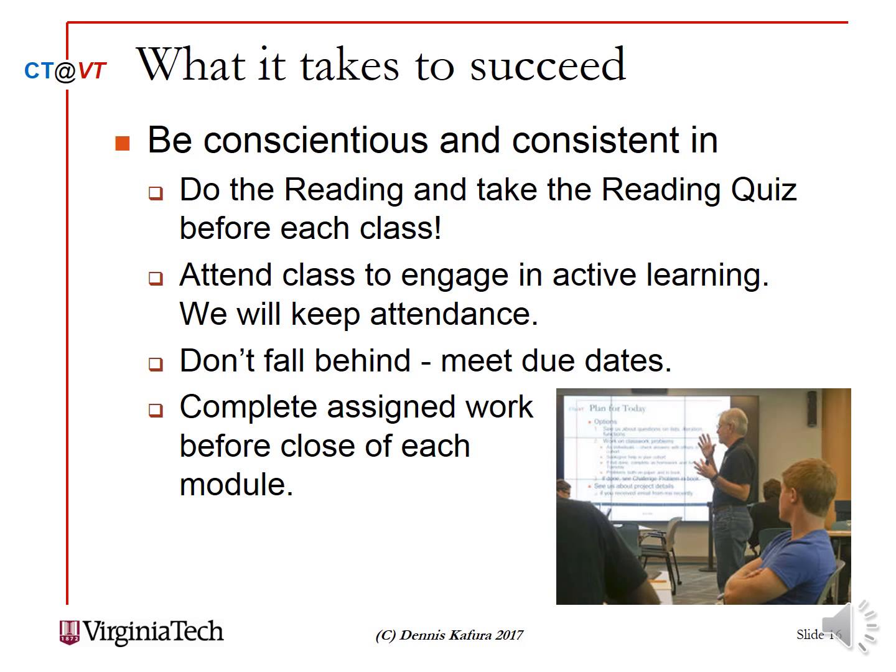But what does it take to succeed in this active learning environment and to be a good cohort member? Well, first, be prepared for each class. Complete the reading and the reading quiz before coming to class. Second, come to class. Be there to interact with your cohort and to get help from them and the course staff. Third, keep up with your cohort and the class by meeting the due dates. And lastly, be sure to complete all the work on a module before that module closes.